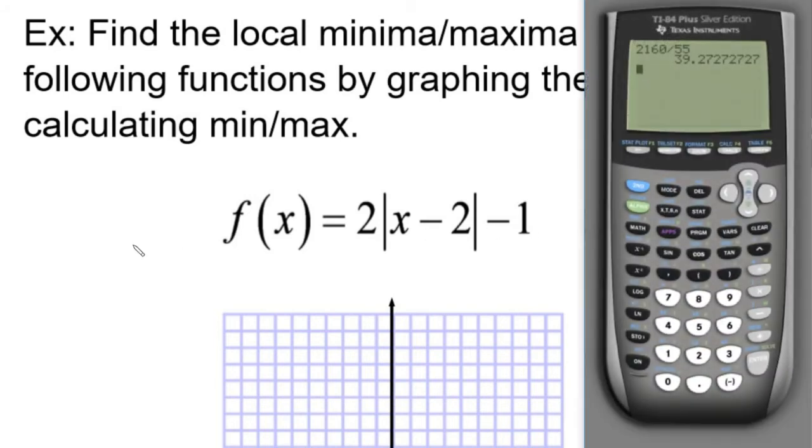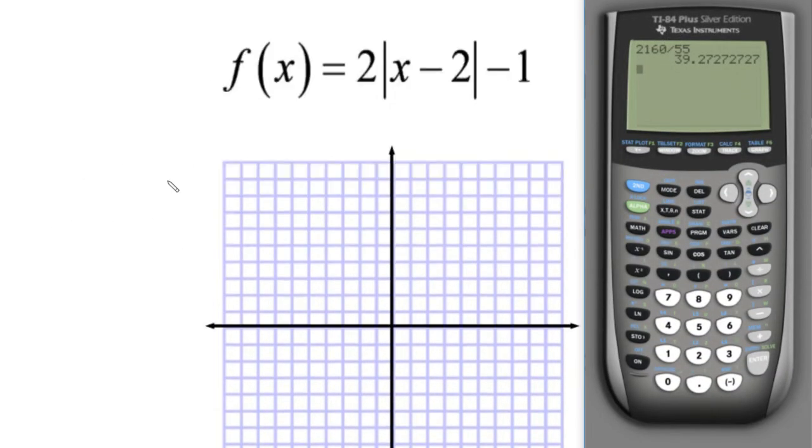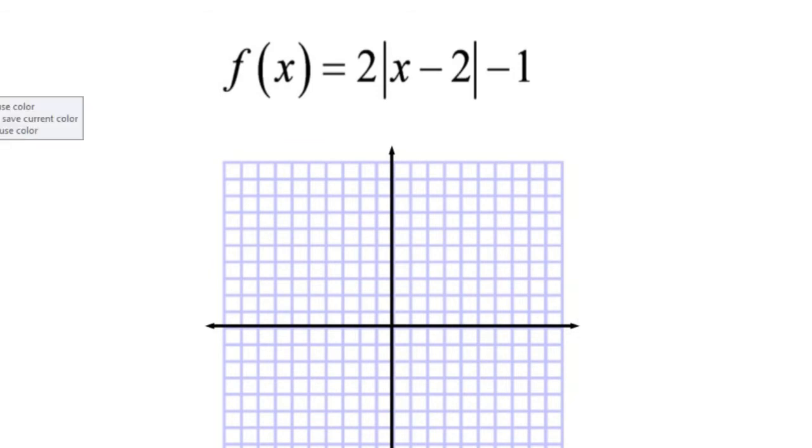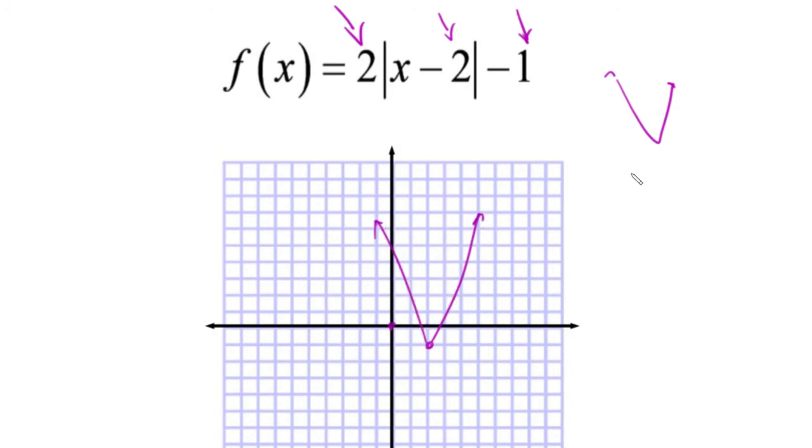So here's our calculator. If you know how to graph the function by hand, that's fantastic. I know how to graph this by hand. It is an absolute value function, which means it looks like a V. It has moved right 2, down 1, and is vertically stretched by 2. So I know that's what it looks like.